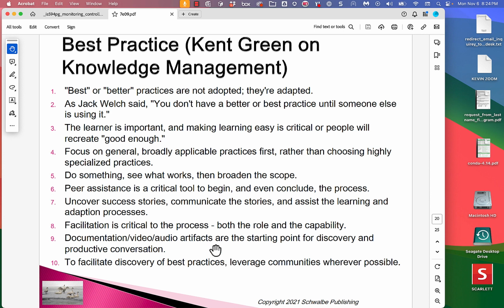Documentation, video, and audio artifacts are the starting point for discovery and productive conversation. To facilitate the discovery of best practices, leverage communities wherever possible. And again, I think what we're interested in here, as we're wrapping up the project, is what we can do to make sure that we squeeze every little bit of knowledge and value out of the project and the project team before it disperses.